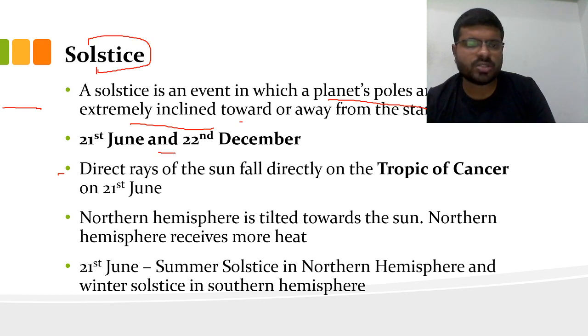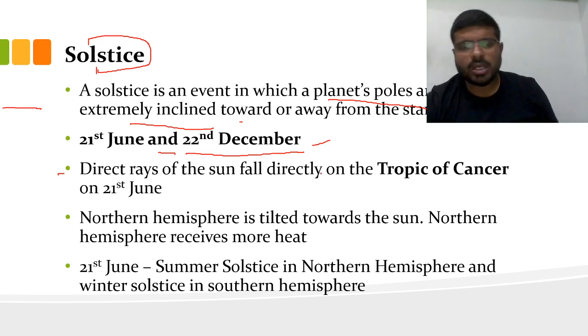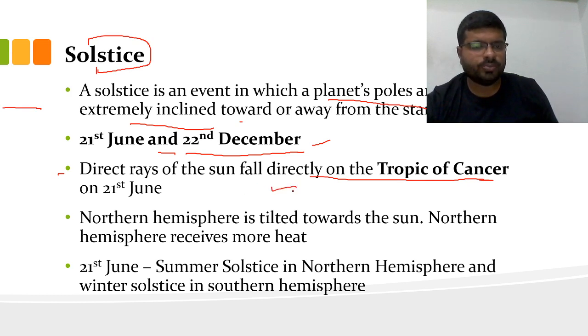So 21st June and 22nd December are the most important solstice days. What happens on these days? Direct rays of the sun fall directly on the Tropic of Cancer on 21st June. The northern hemisphere is tilted towards the sun and receives more heat, because of which it is called summer. 21st June is called the summer solstice in the northern hemisphere and the winter solstice in the southern hemisphere, because the southern hemisphere is away.